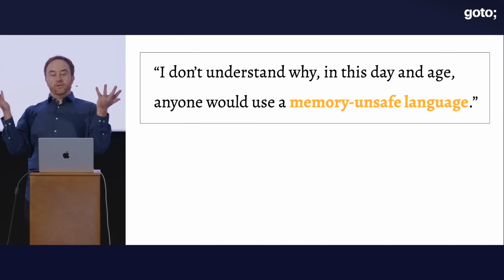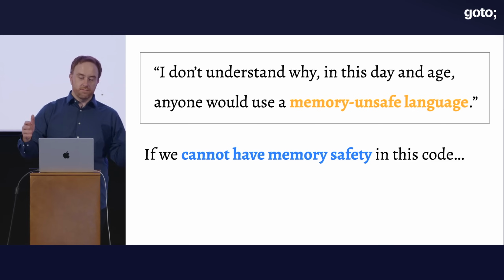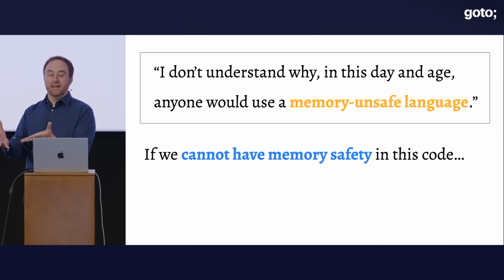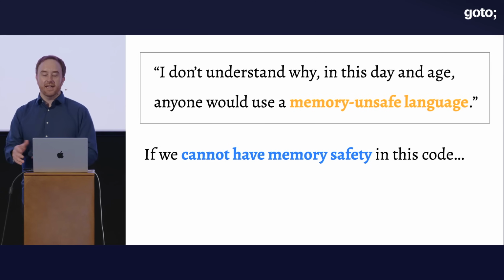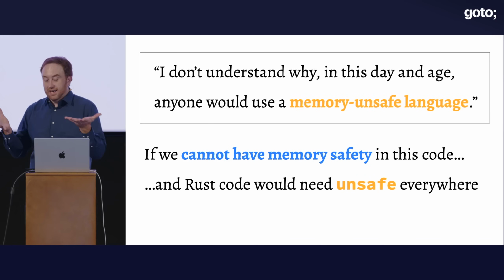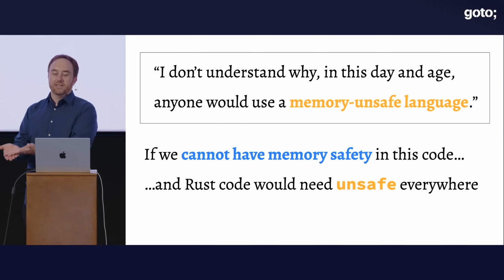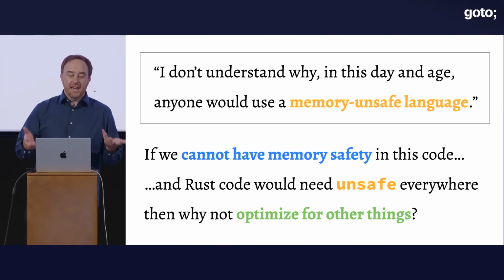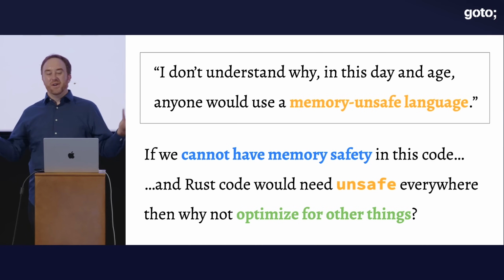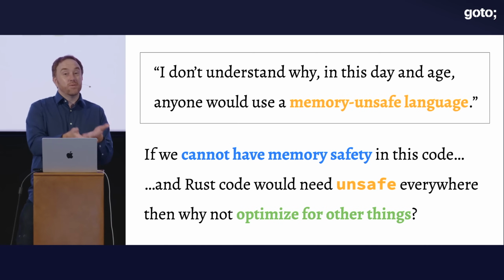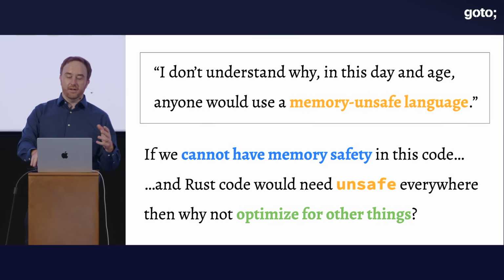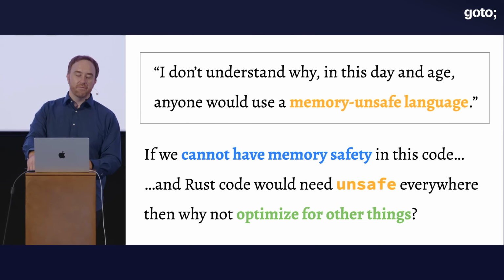So why would somebody choose to use a memory unsafe language? Well, one reason is what we ran into in Roc. If we can't have memory safety in this code, this built-in use case, we're just going to be using the unsafe keyword everywhere in Rust, and we just can't avoid it because that's the thing that we're building. If we want to build it in this way, we have no choice. Then, yeah, why not optimize for other things than memory safety? We can't have it anyway, so why bother? In this particular use case, there's really no benefit to having a borrow checker if we're just going to have to circumvent its guarantees anyway with unsafe.